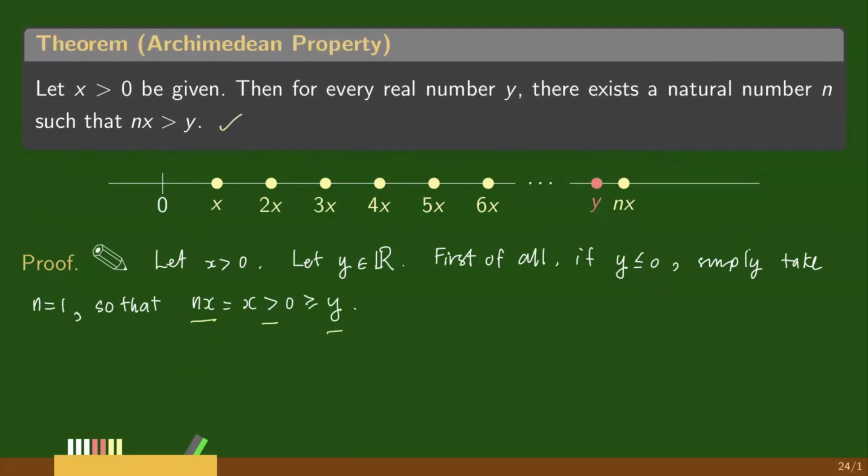Na-achieve natin ito ng madali when y is less than or equal to 0. Ang gagawin nyo lang n daw ay 1. Kumbaga, ang y mo kasi negative eh. Kaya when n is 1, automatic yung nx greater than y na. Di ba? Naintindihan niyo, ito yung trivial na case. Ang mahirap na case ay yung sumusunod. Paano kapag positive si y?